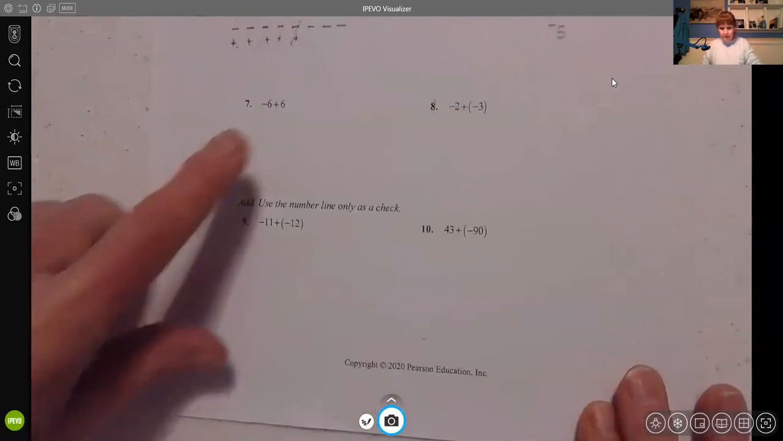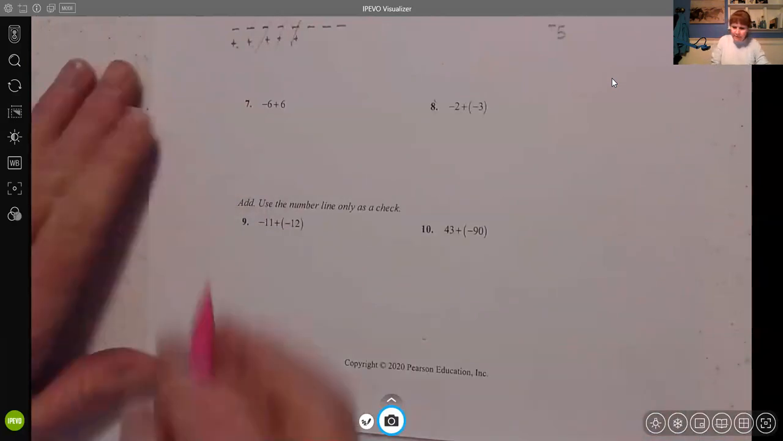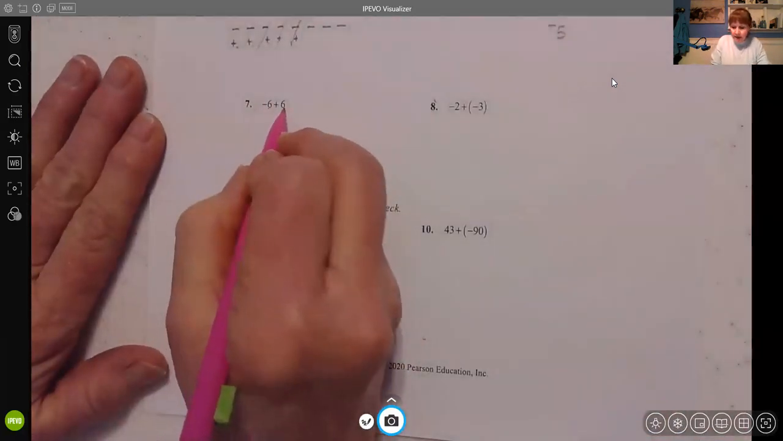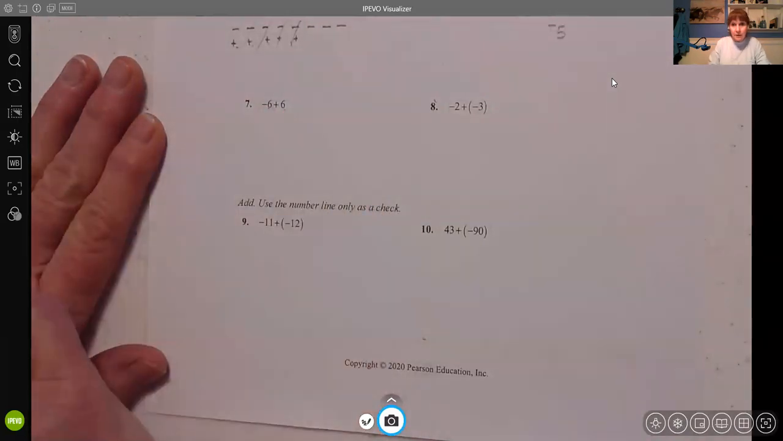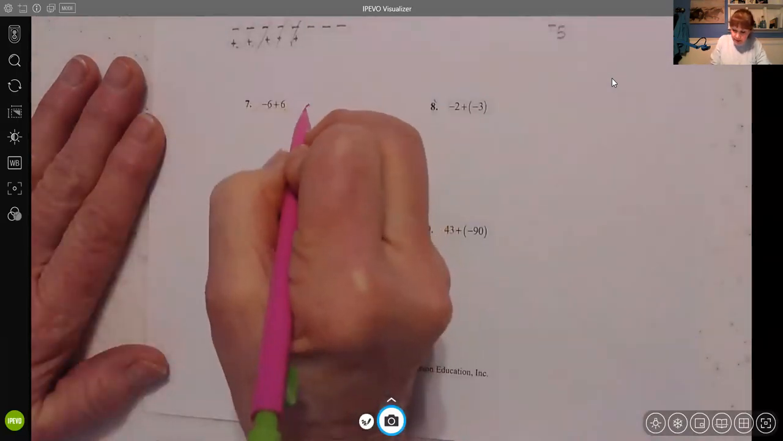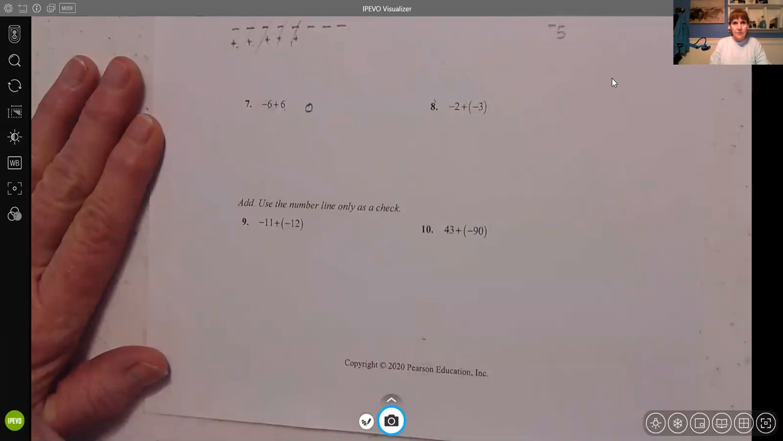Okay, let's look at number 7. If I have 6 negatives and I have 6 positives, they're going to cancel each other out and you're going to get 0. So your answer is 0.